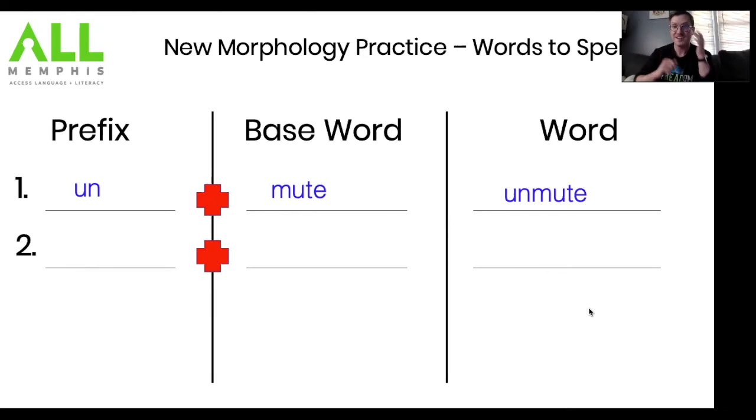What's the word? That's right, untwist. Let's make sure we all got it together. So we wrote twist. Then we wrote the prefix that means not or opposite. And then we wrote the word together, untwist. See, this is what your paper should look like. Awesome job.